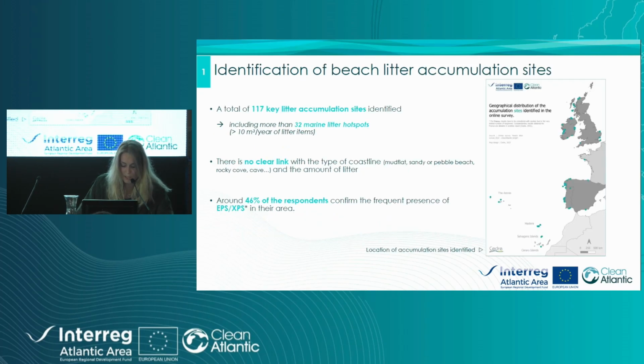Thanks to the survey, we were able to identify 117 potential litter accumulation sites on the coast, including 32 marine hotspots, with quantities in excess of 10 cubic meters per year. The accumulation sites are evenly distributed along the Atlantic area coastline, as you can see on the map. There is no clear link between the type of coastline, mudflat, rocky or sandy beach, and the quantities of litter found.